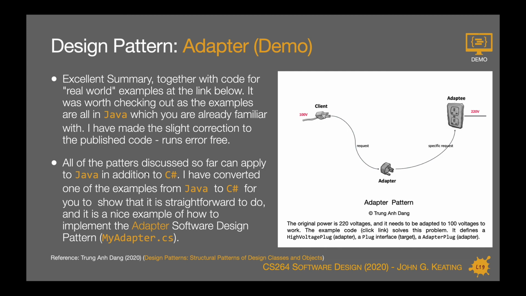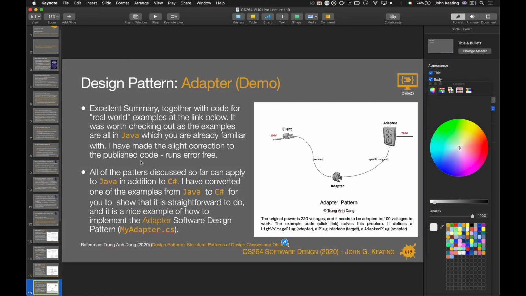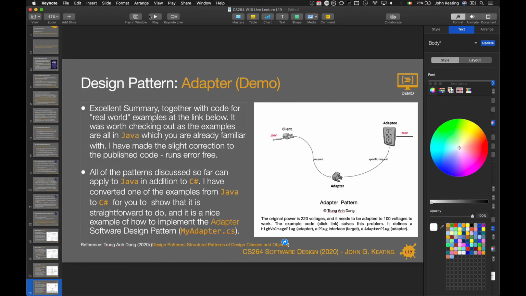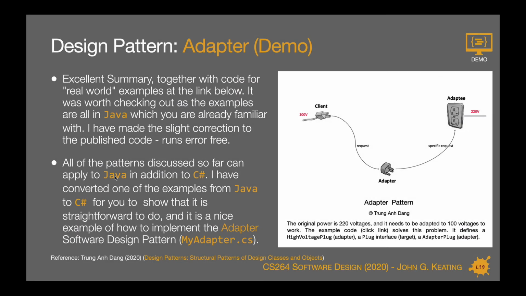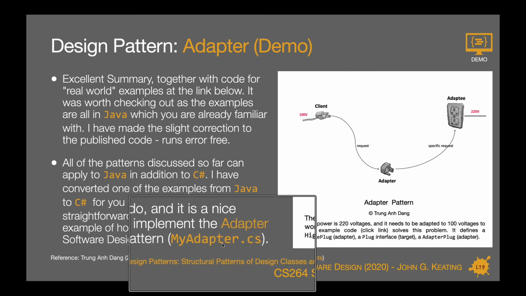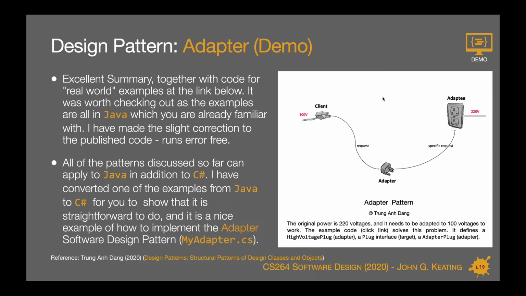So it can be easily converted from Java to C#. It's no problem at all doing this. Okay, so all of the patterns that we've looked at can apply to Java. And I've taken this example from here. It was a Java program. I've made it into myadapter.cs, and you can see that as an example. I'll show you after this.